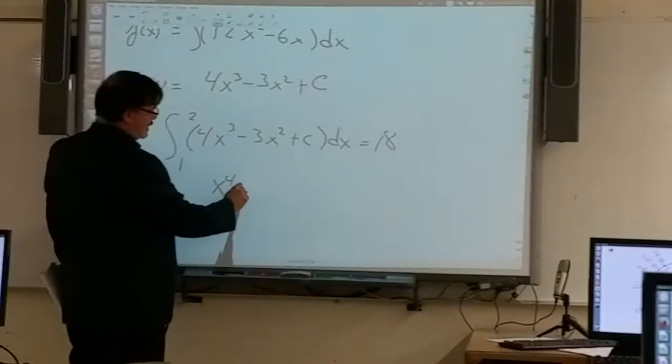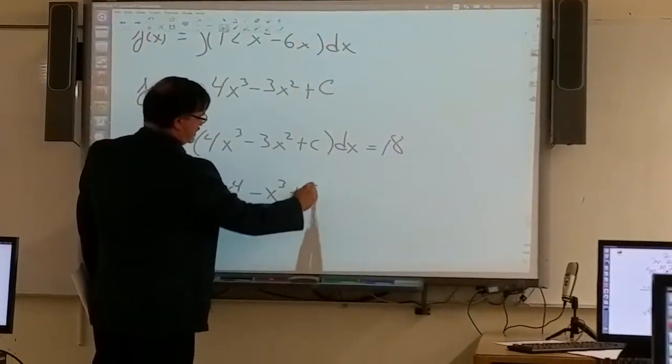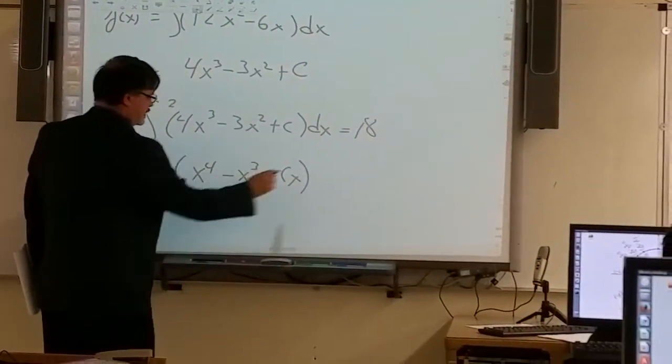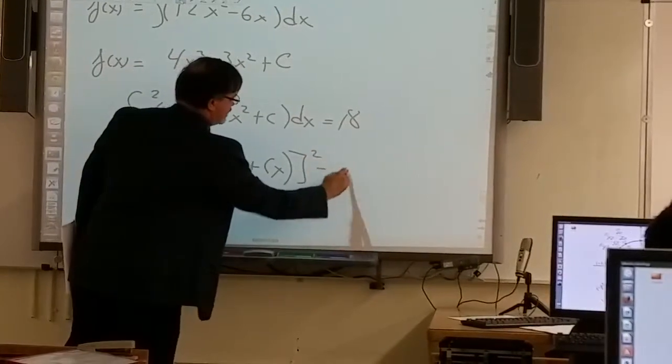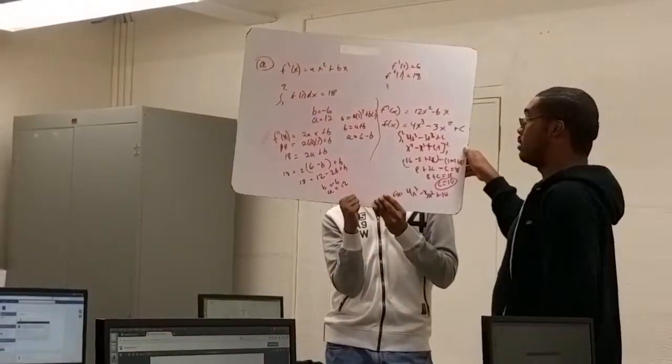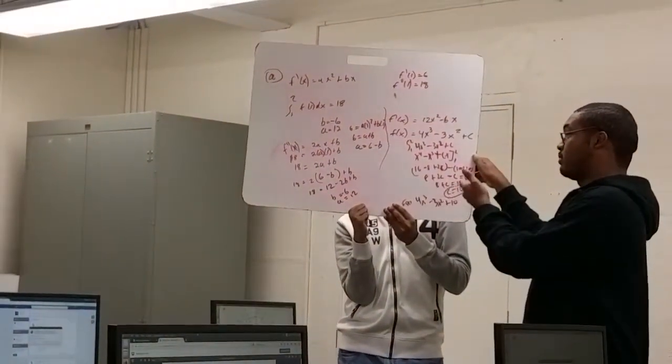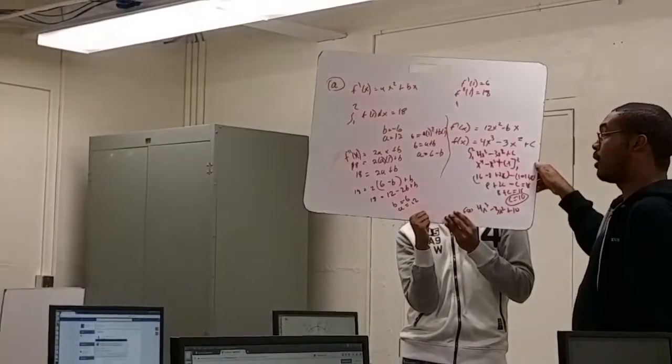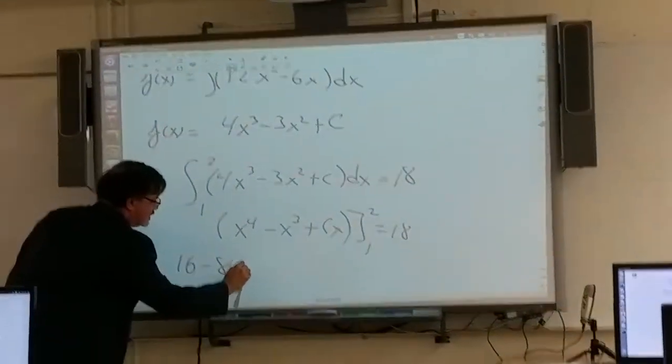Okay, you can stay over there. X to the 4th minus x cubed plus cx, evaluated from 1 to 2 is 18. I'm just keeping track of this for YouTube. Go ahead, and then solve for c. What do you do? Plug in 2, plug in 1, and then subtract. So you plugged in 2. What do you get? 16 minus 8 plus 2c.